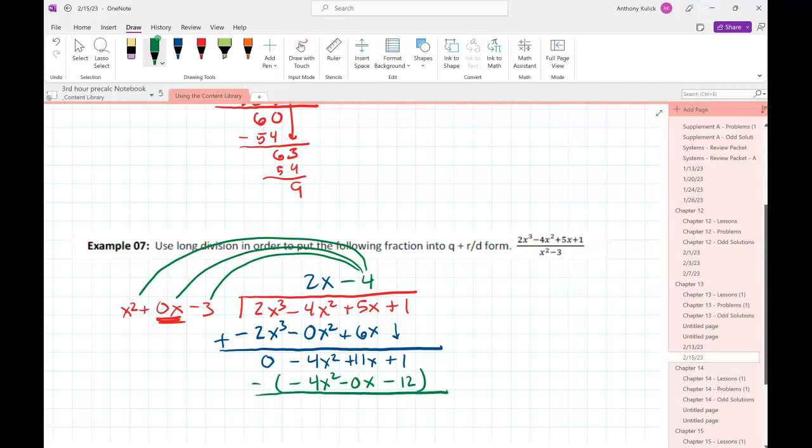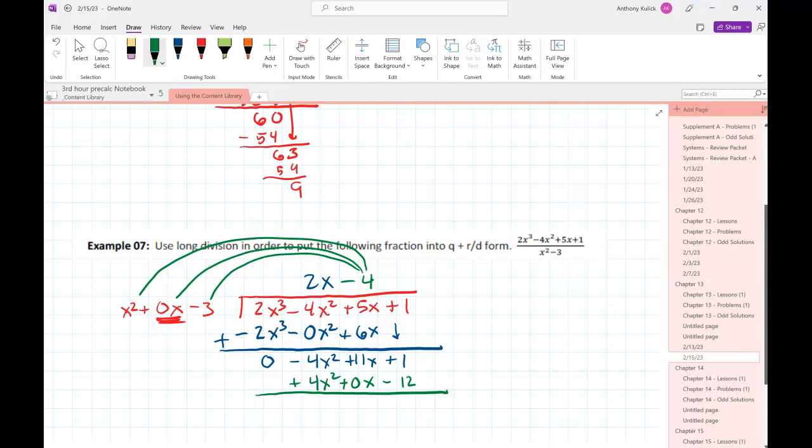We'll subtract down. Oops, that's plus 12. Now, what am I going to do next? Distribute the negative through. So that becomes plus, plus, and then this one becomes minus. Everybody's okay?